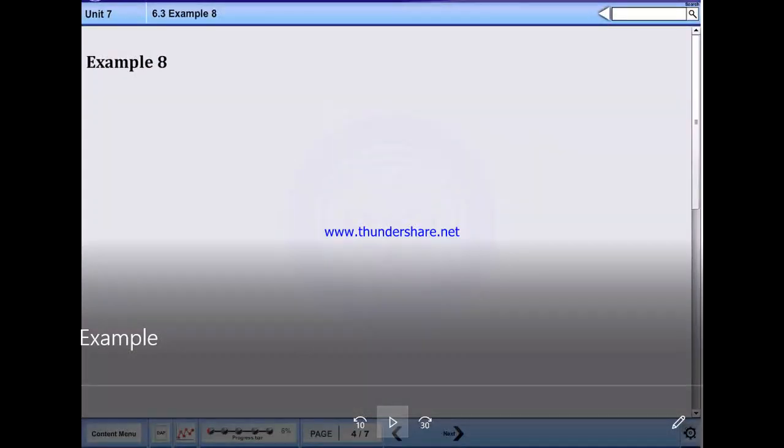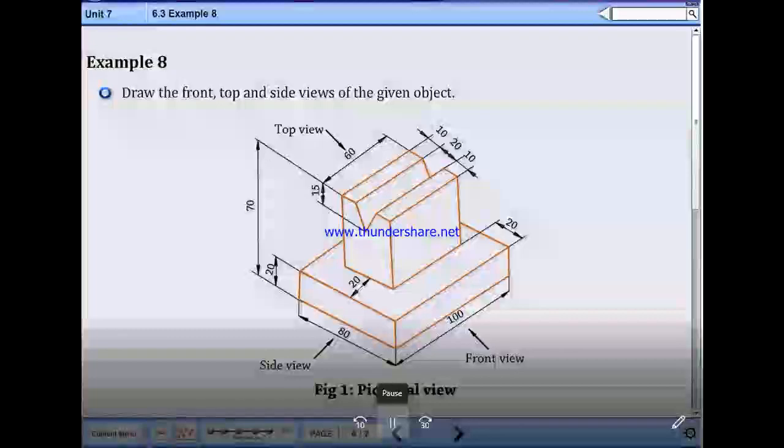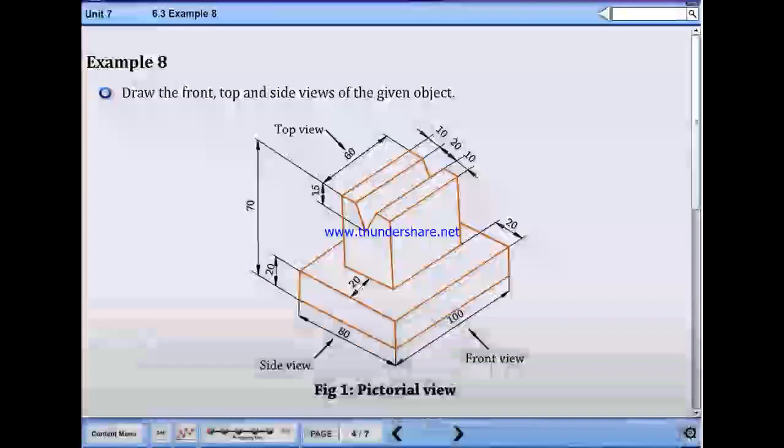Then move to example 8. First note down the figure. Example 8. Draw the front, top and side view of the given object. Note down that figure first. Then you listen to the solution.